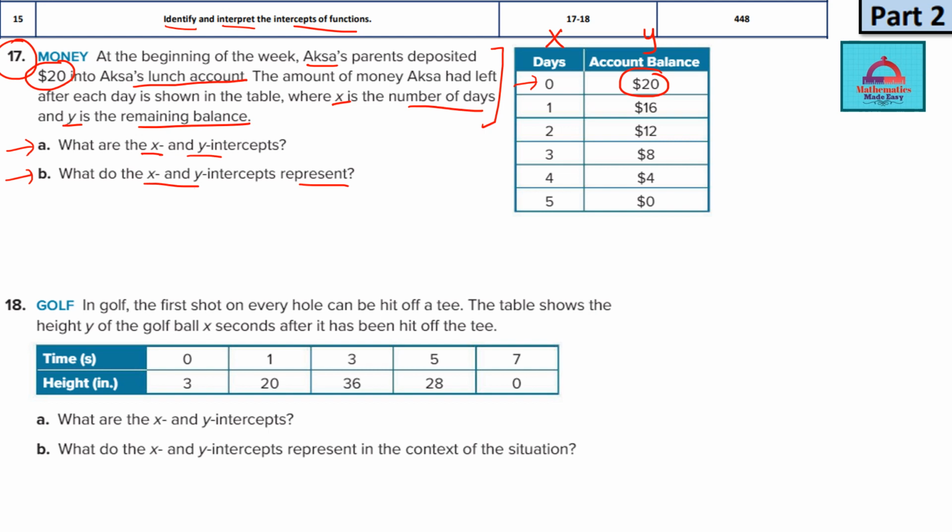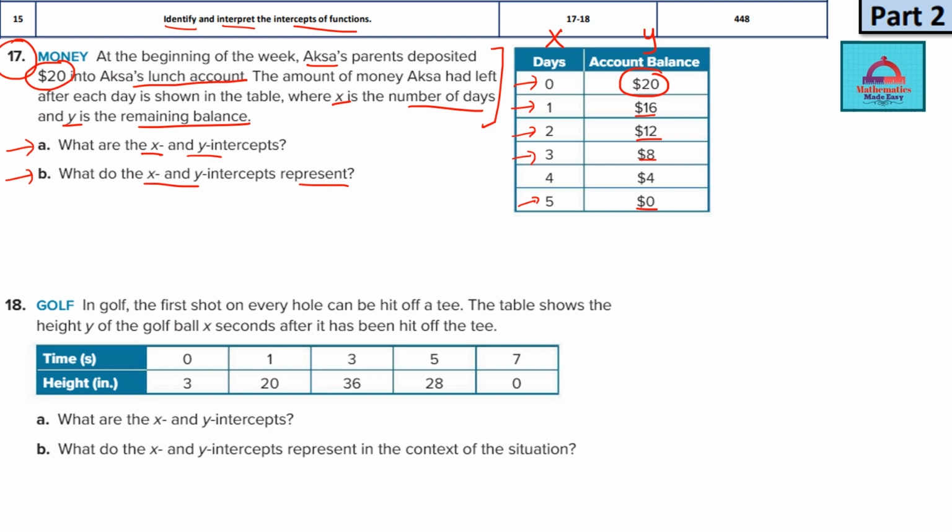This is for her lunch. The amount of money Aksha has left after each day is shown. After the first day is over, she is left with $16. That means she spent $4 on her lunch. Then at day 2, she has $12, and day 3, she has $8, and so on till day 5, where she has no money left. So what you need to find here is the x and y intercept.